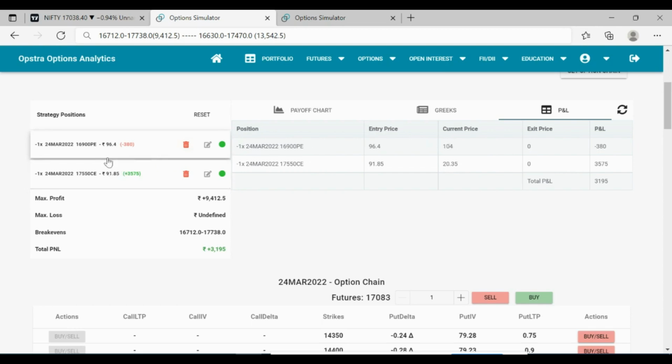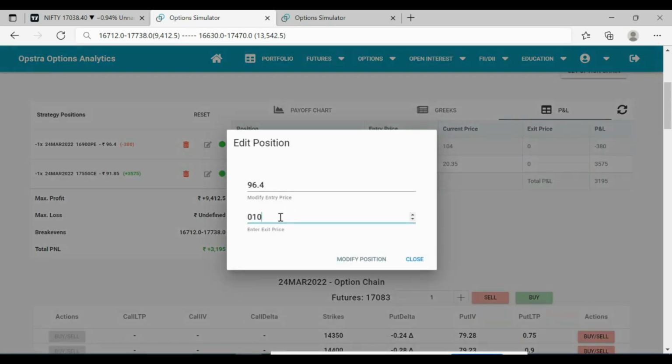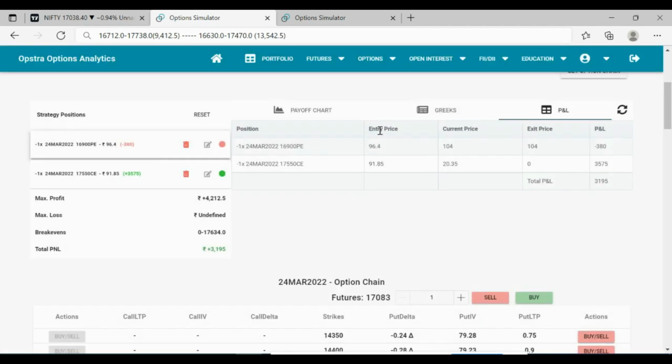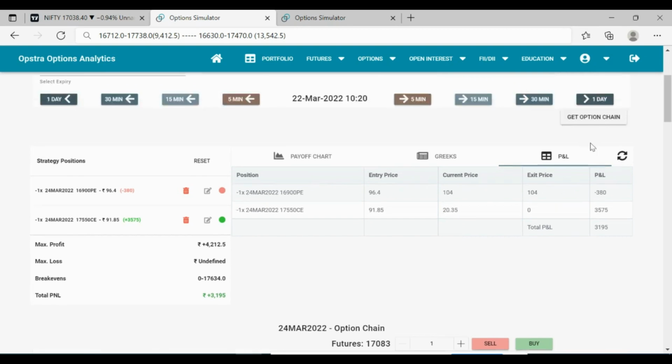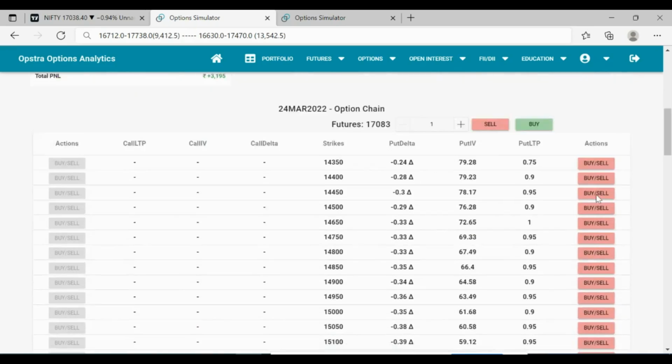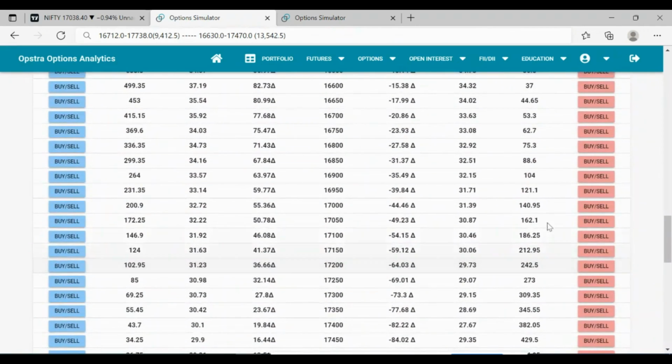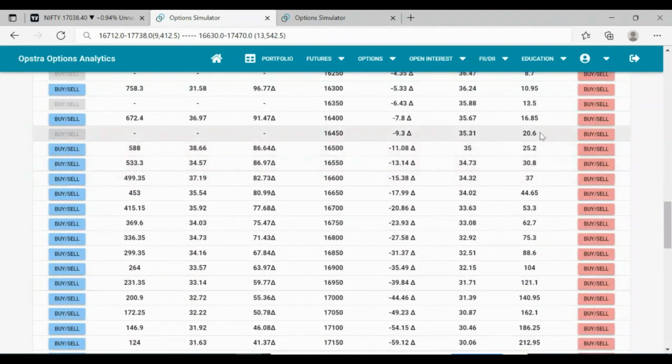We have to square off the put, right? Let's say I'm just squaring off at 104. All right, I've just squared off this put leg for 104. So now I have to sell one put close to the premium of the call to make it a strangle again. So I have to sell one more put close to this 20.35 premium. Where is the 20.35 premium? Okay, so I'll sell this put.